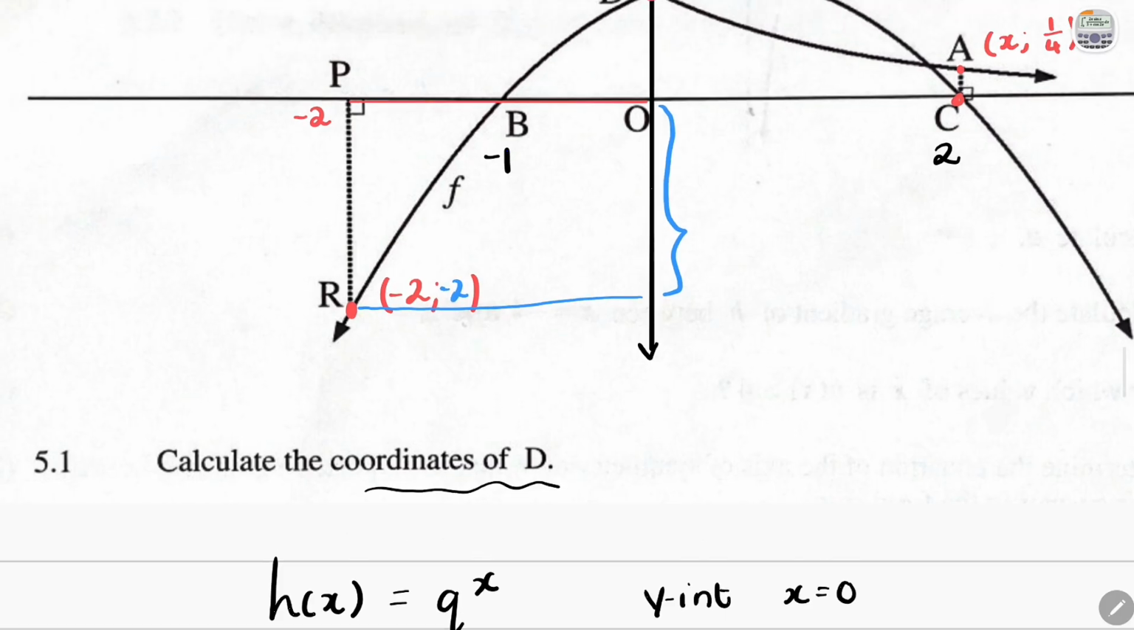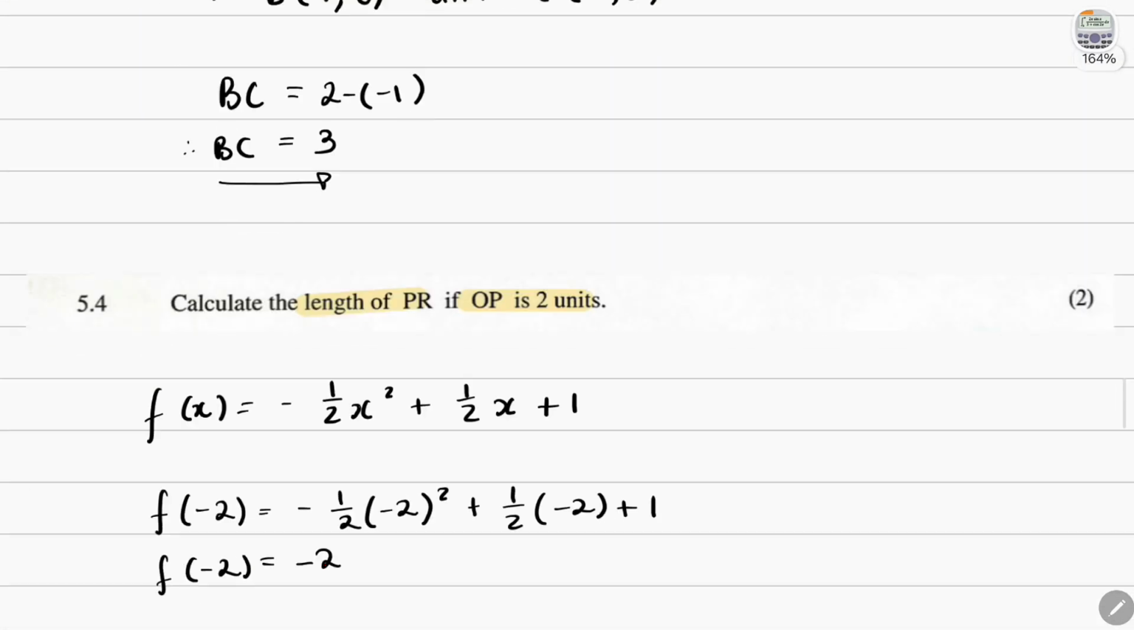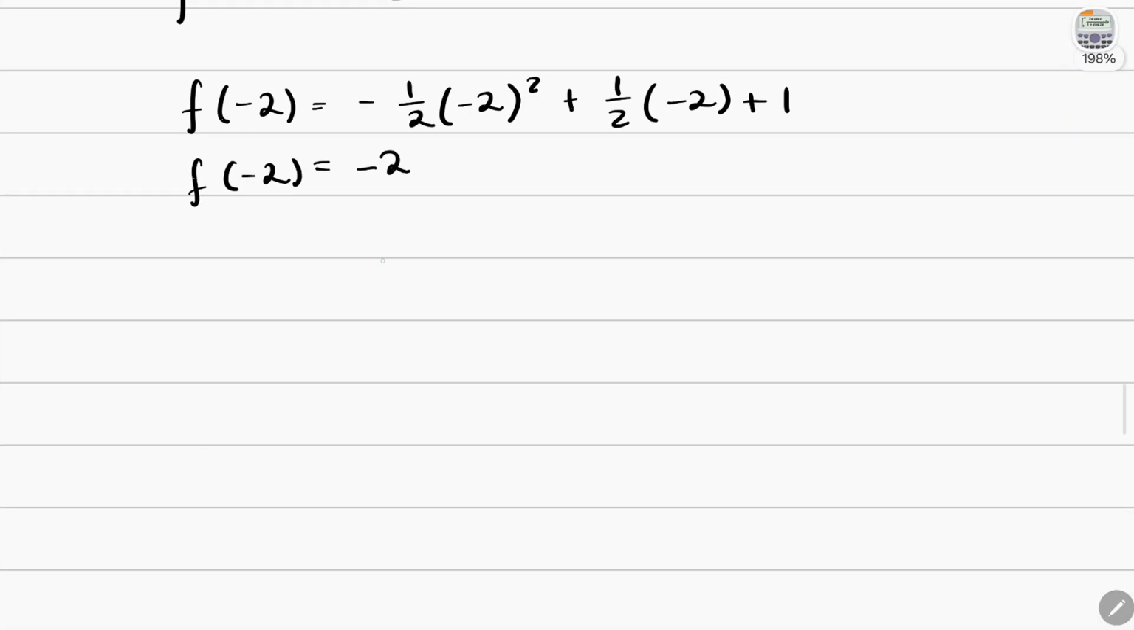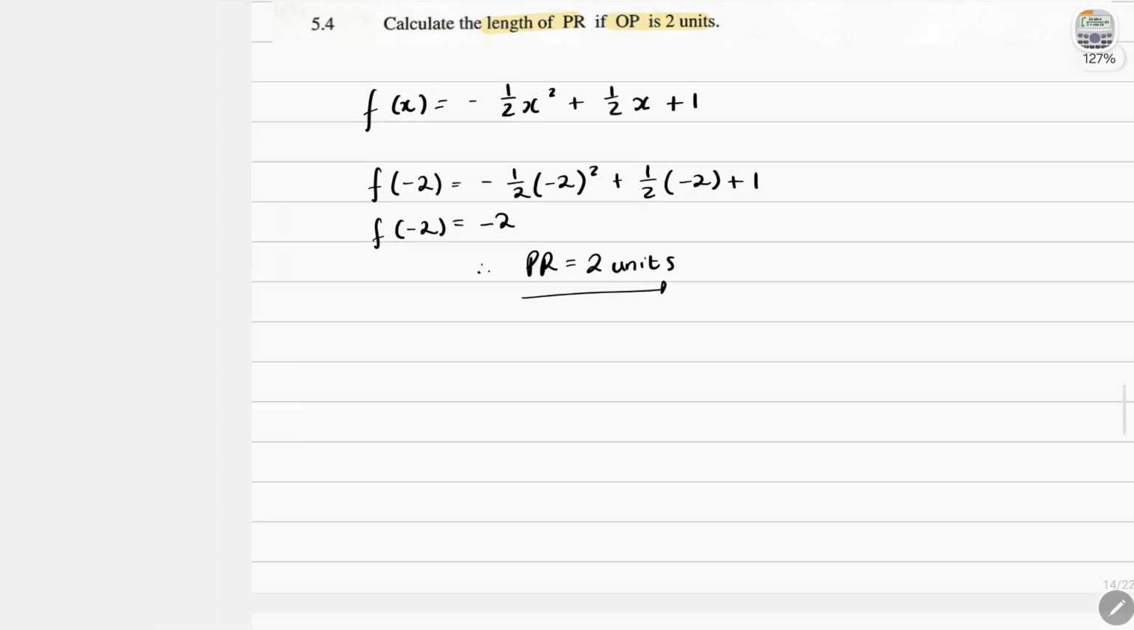So if this is -2, what is the length of PR? PR is simply, because it's 0 to -2, it's 2 units. Okay, so there we go. We can finally tell them that PR is therefore 2 units. PR equals 2 units. And that is our answer.